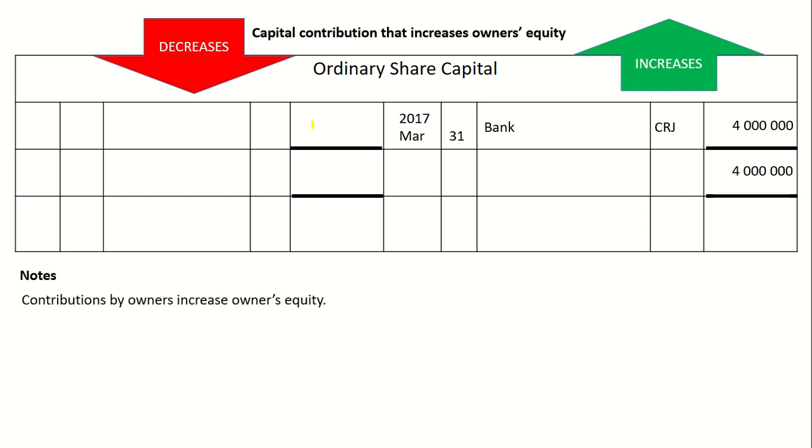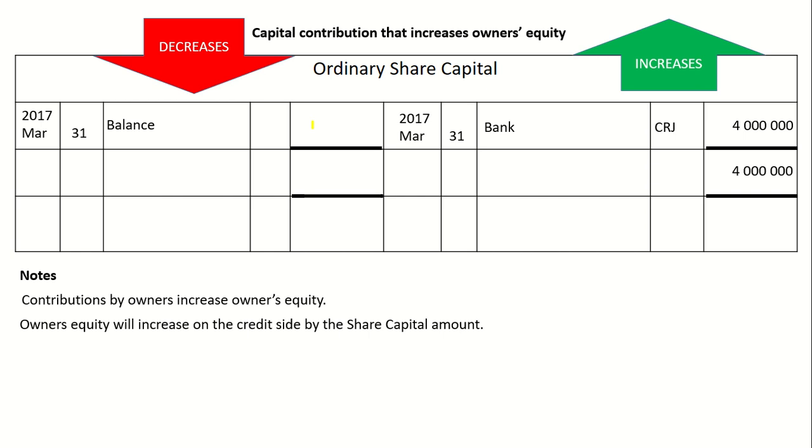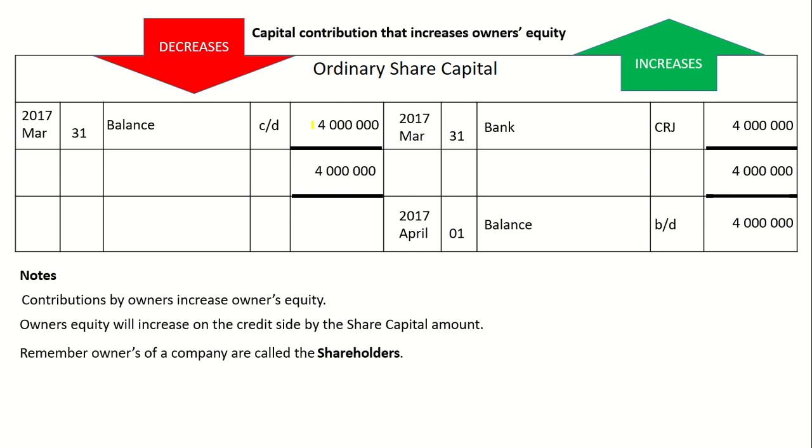Please note the following: contribution by owners increases owners' equity. Owners' equity will increase on the credit side by the share capital amount, and hence our balance carried down that will carry to the 1st of April will simply be that 4 million rand. This is the money that we received from the shareholders. Okay, remember, owners of a company are called the shareholders. This is a very important note.